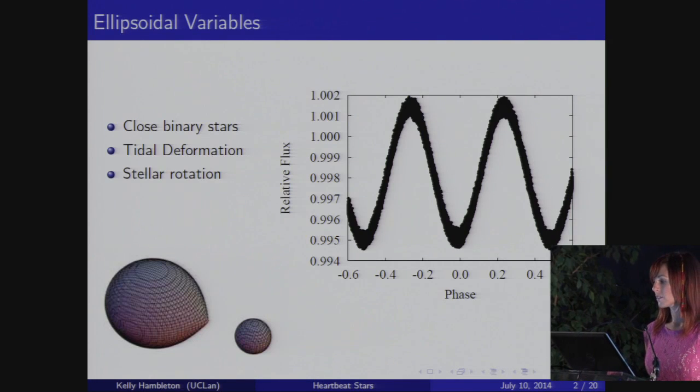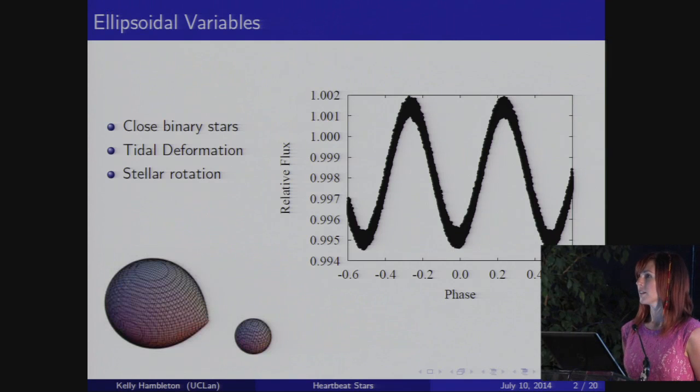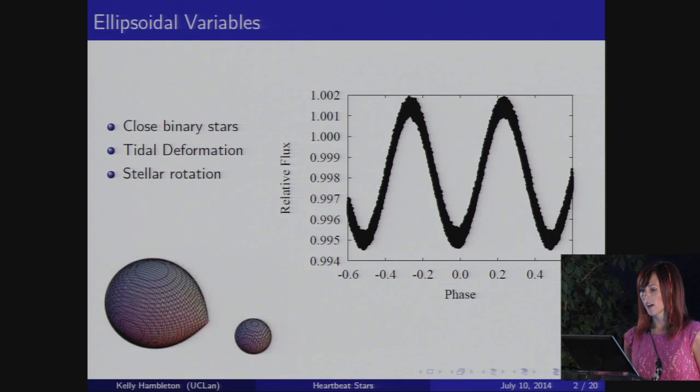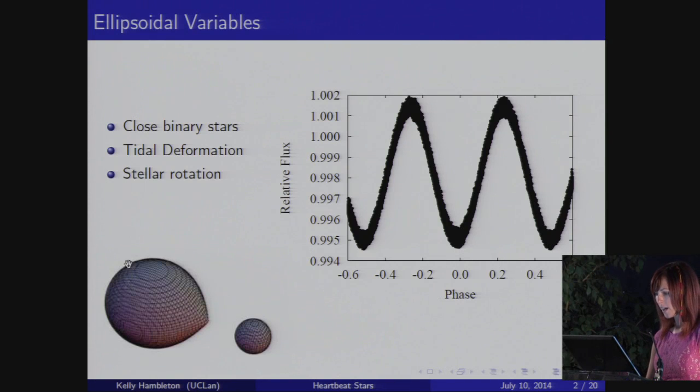Ellipsoidal variables are binary stars that are rotating around each other, and as they do so, you see different aspects of the star. Here at the bottom, you can see an essentially teardrop shape. When we see this teardrop shape from a side-on view, we're seeing a larger surface area, and that means we get a peak in the light curve, whereas when we're seeing it at more of a point view, then we get a dip in the light curve.